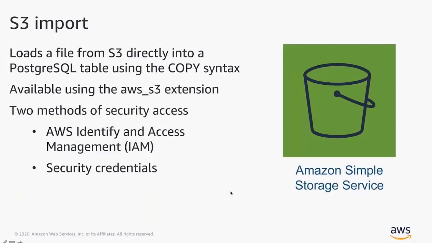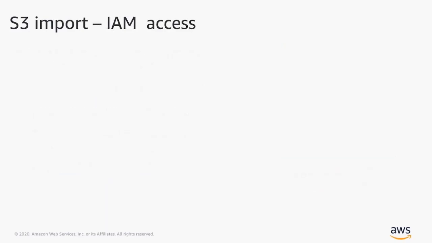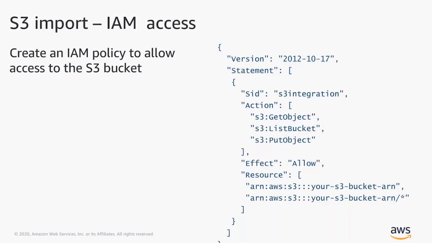Now, that's actually available now with the S3 import feature. So if you had an on-premises Postgres system where you were used to using the Postgres copy command to load files directly into your Postgres databases, you can now do that in RDS for Postgres from an S3 bucket. And it's available with the aws_s3 extension, and it follows the copy syntax. And you can secure that bucket using IAM or security credentials. So if you're doing this in production, you should use IAM. And the first thing you'll do is create an IAM policy to give access to the S3 bucket.